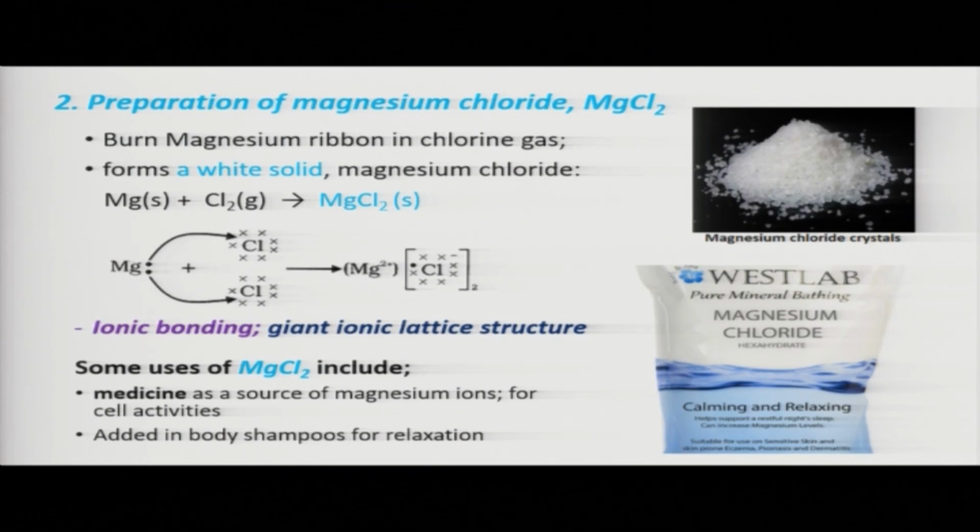In addition, we know our body requires magnesium for functioning of cells. So if you consume magnesium chloride, then you're bringing magnesium ions into the body. But what is very, very crucial in here is its calming and relaxing tendencies. And as such, it's normally used for bathing and making body shampoo.